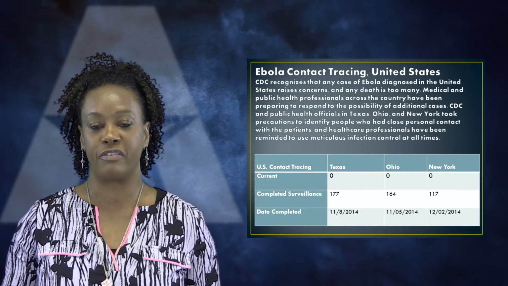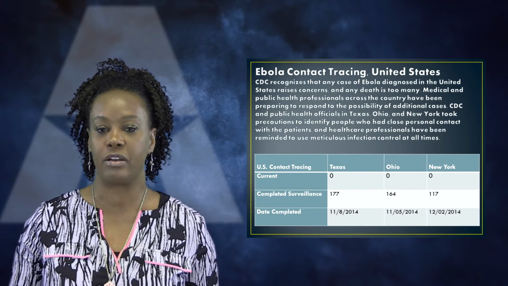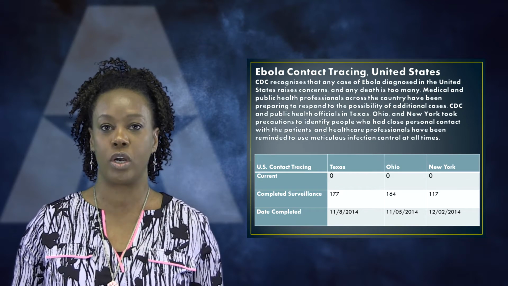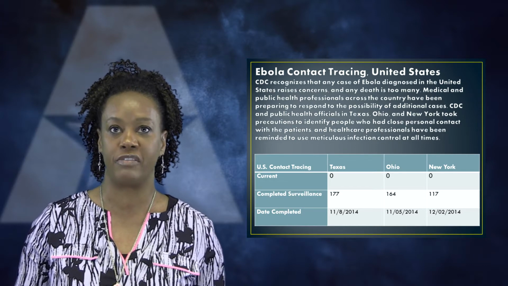There was completed surveillance in Texas. 177 people were identified. In Ohio, 164, and in New York, 117 were all cleared of the Ebola virus.